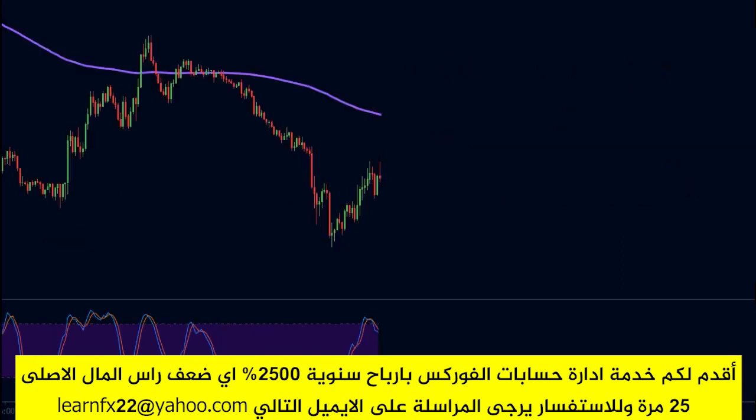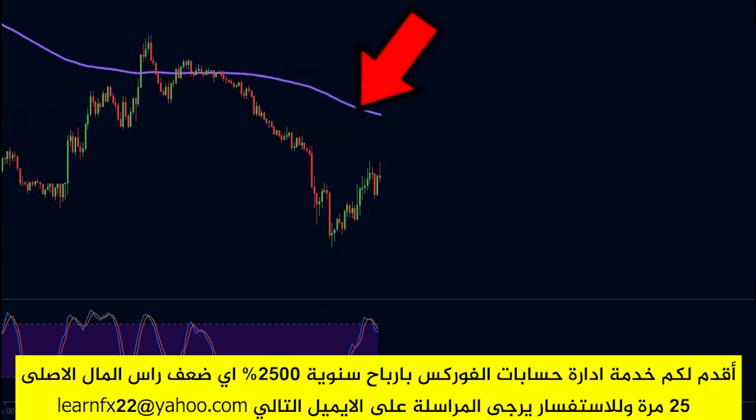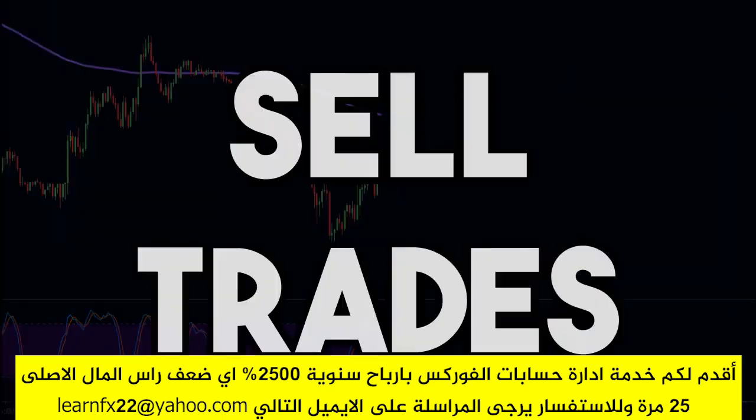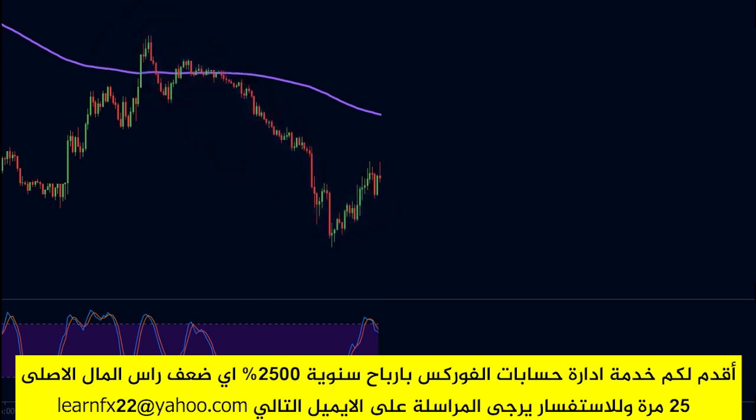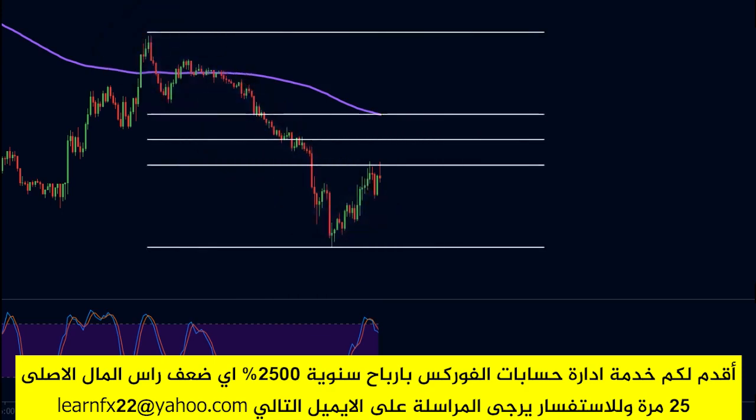Now let us look at a sell trade. Here we can see that the price is below the 200-period EMA, and the EMA is sloped downwards. This indicates that the price is in a downtrend. Hence, we will only look at selling opportunities. After identifying the trend, we will identify the recent impulsive move and plot the Fibonacci retracement level. Here is the recent impulsive move. We connect the high and low of this move to plot the Fibonacci levels.